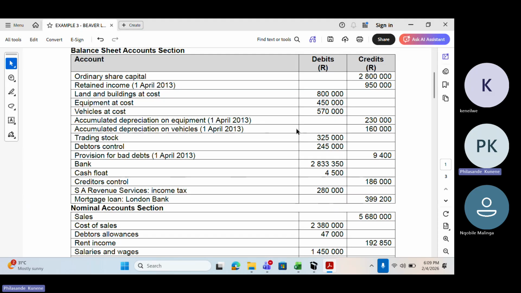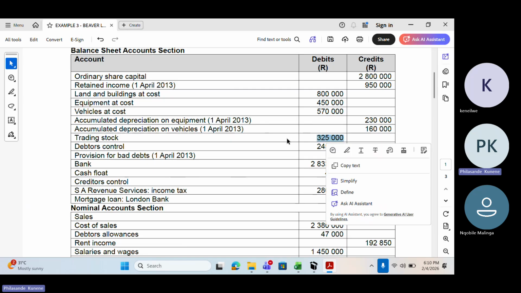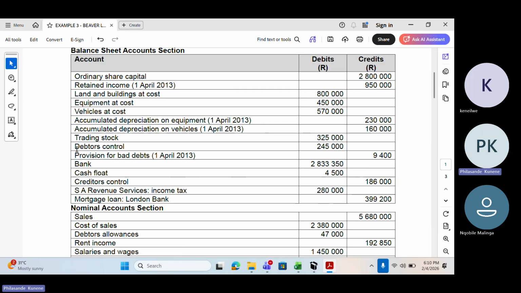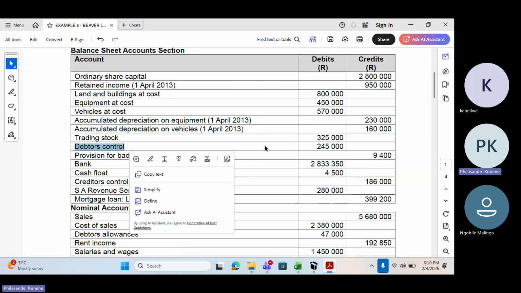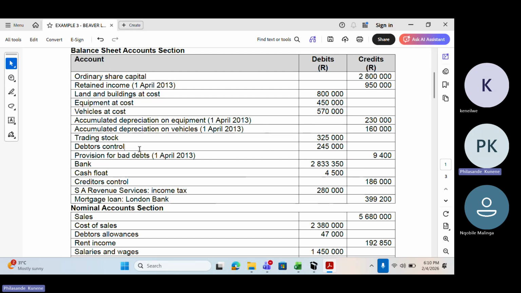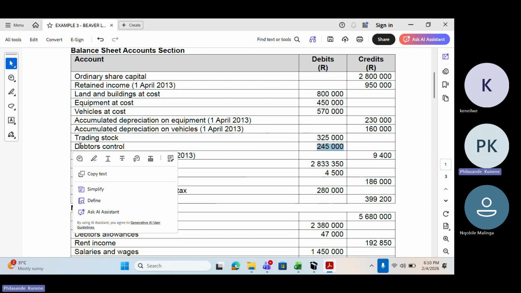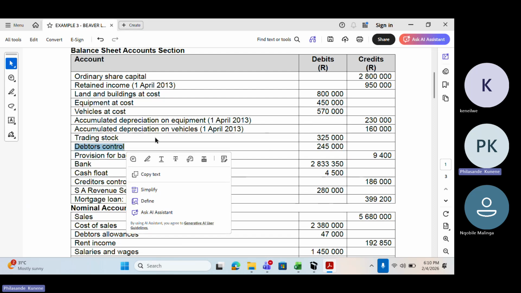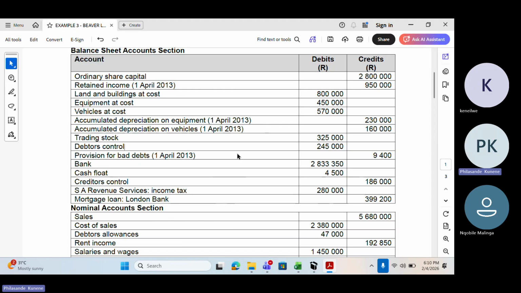a physical stock taking that took place at the end of the year, and they give us the balances that we will have to compare with this one, and we decide whether we're having a trading stock deficit or a surplus. Debtors control, you know exactly when we're dealing with debtors control. When do we use this balance of debtors control here? Provision for bad debts adjustment and all of those things.